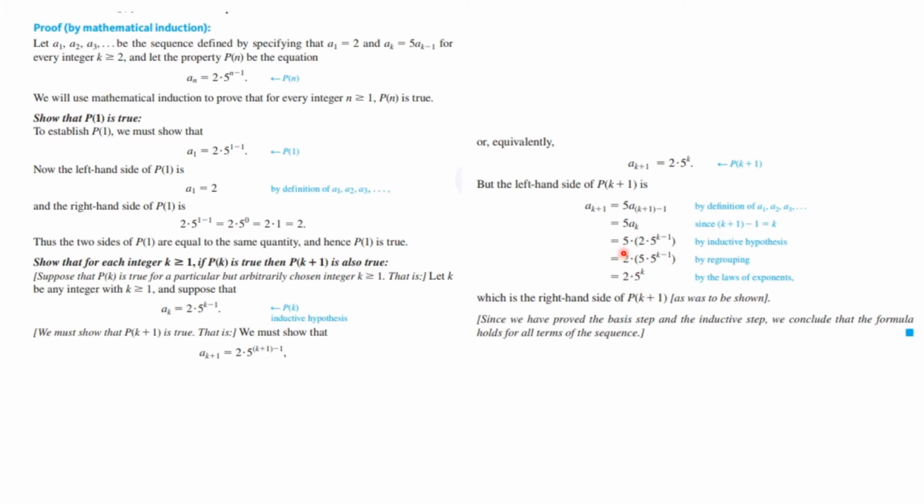But then I'm going to reorganize this and move the 5 inside, so that is 5 times 5^k minus 1. That's 5^1 times 5^k minus 1, and that is 2 times 5^k, which is what we needed to show.